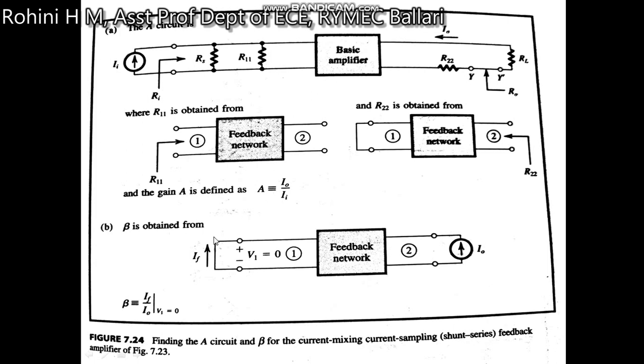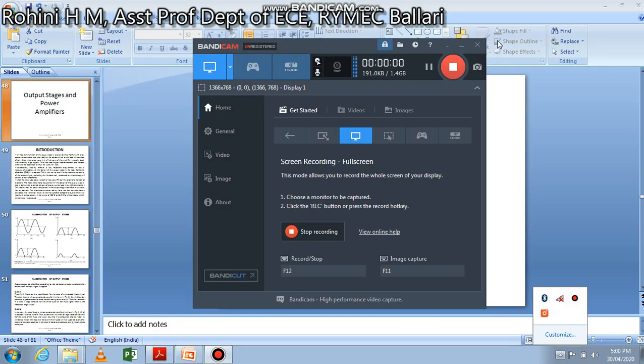So next, beta is obtained from this circuit. Beta is given by IF divided by I0. So this is IF and this is I0.